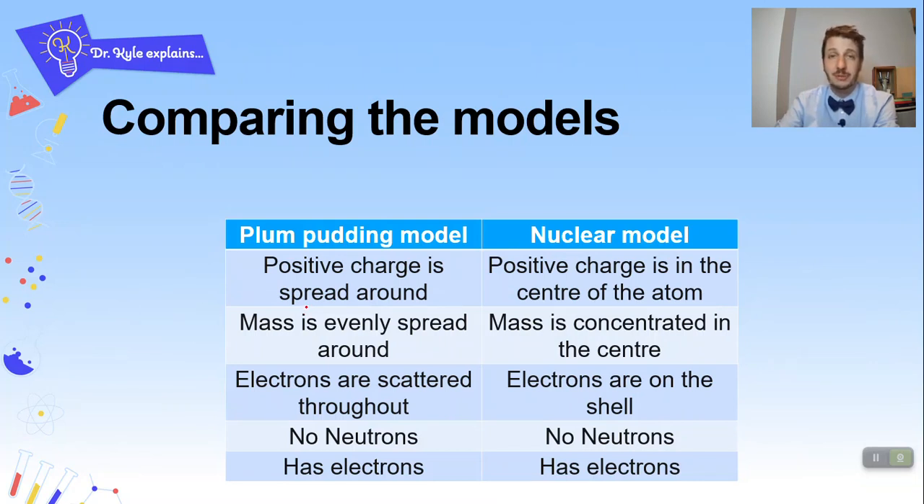Okay, so for your GCSE, you need to be able to compare the models of the Plum pudding model and the nuclear model. Now, compare means find similarities and differences. And so in the Plum pudding model, the positive charge is spread around. In the nuclear model, positive charge is in the center of the atom.